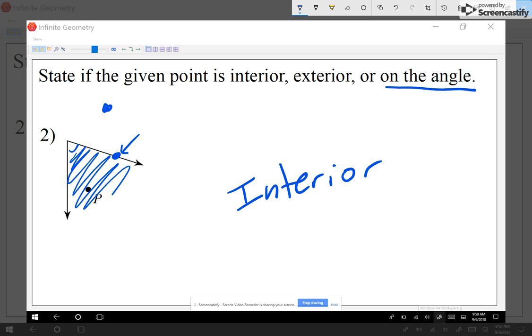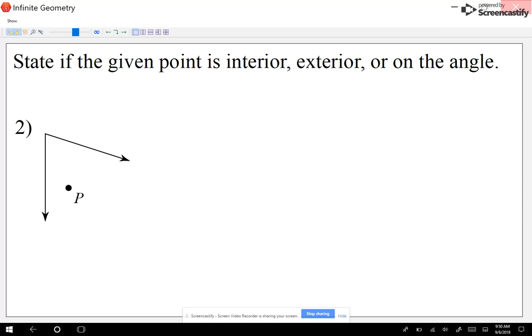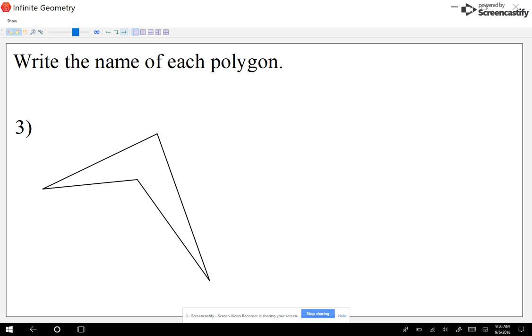But keep in mind I said on the angle. All right, if you guys just write angle, I don't know if you meant interior of the angle, exterior of the angle, or on the angle. Just the word angle means nothing. So on the angle. All right, any questions with these? Well, making it seem simple.